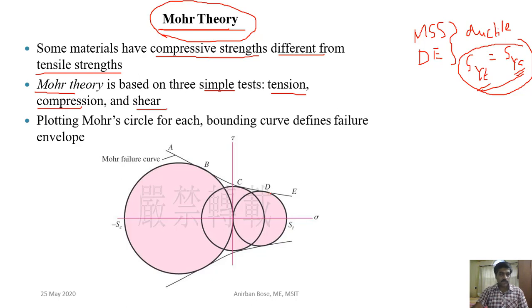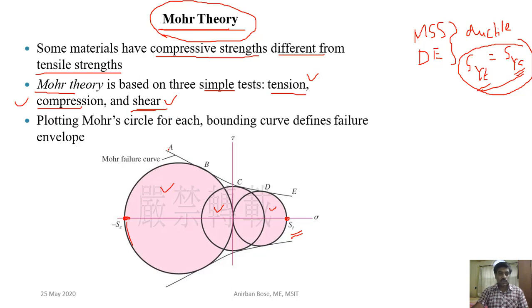If you do the tension test, then you will get a Mohr circle like this one that we have already seen. If you do the compression test, then it will be this one, because now S corresponding to tensile is smaller and S corresponding to compressive, let us consider, is larger. And if you do the shear test, then it will be symmetric with respect to the vertical axis like this. So three circles you can draw corresponding to tension, compression and shear.